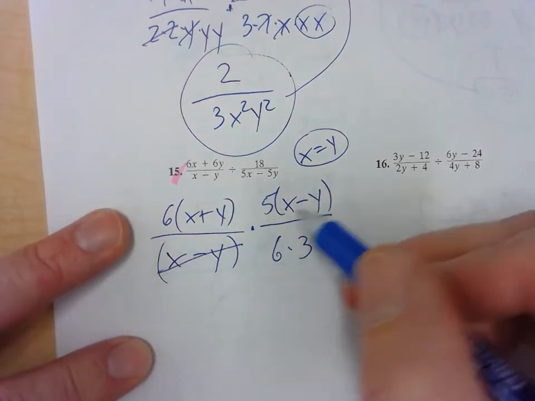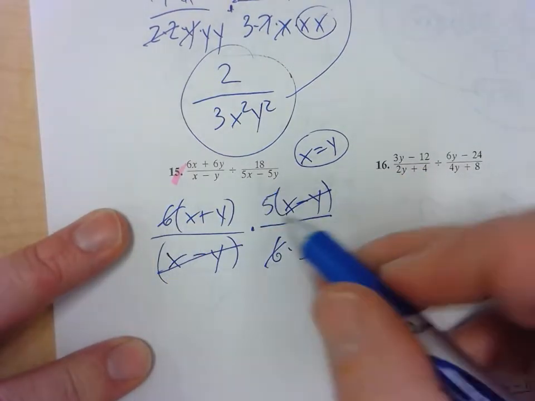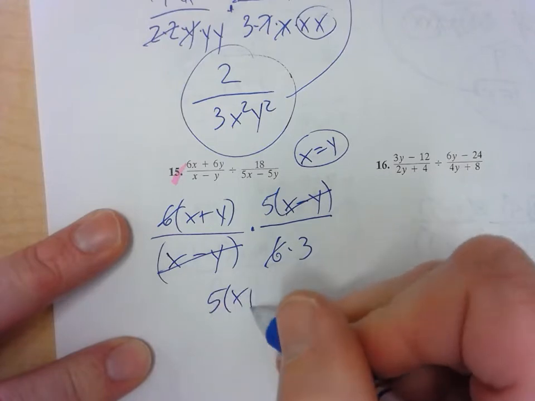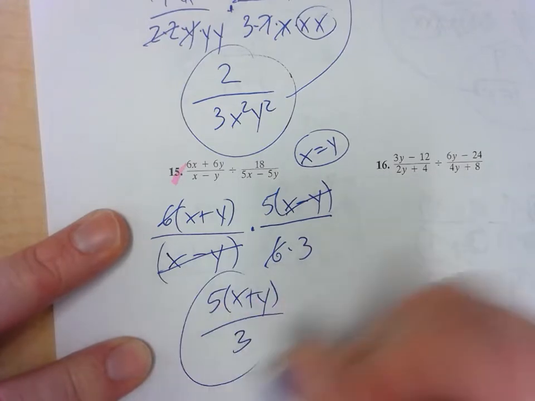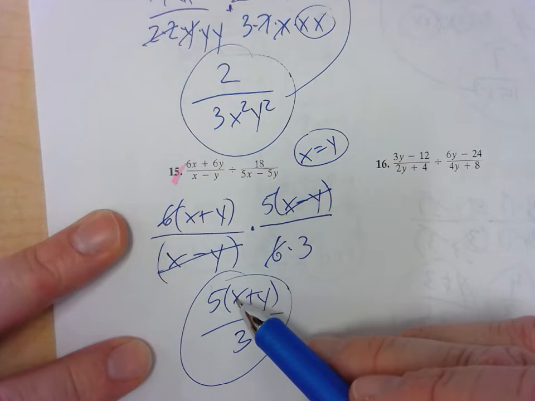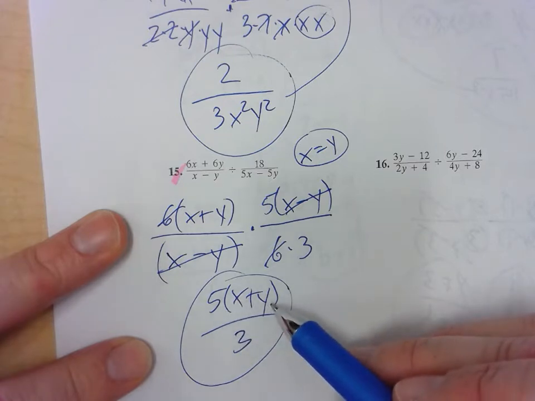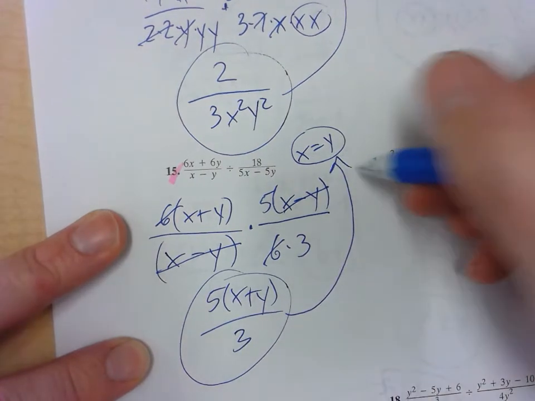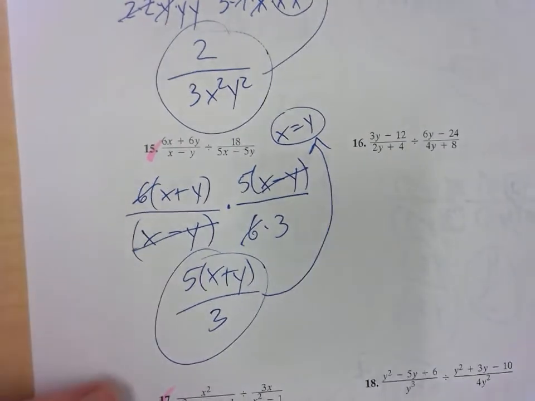All right, so we hack, we hack, we hack, we hack. We're left with 5 times x plus y over 3. And you could distribute that through and say, call it 5x plus 5y. And then there's the restrictions. You can't have x equal to y.